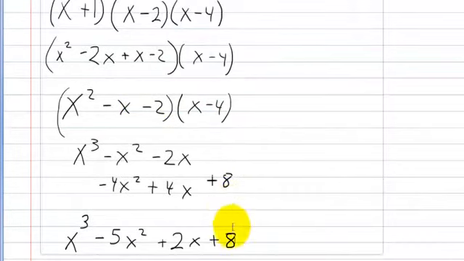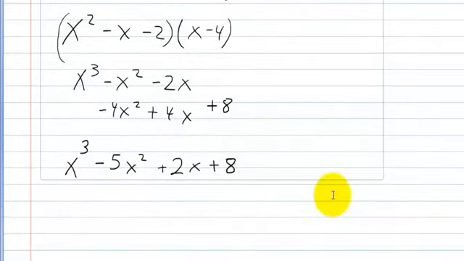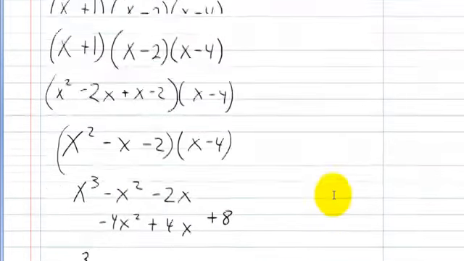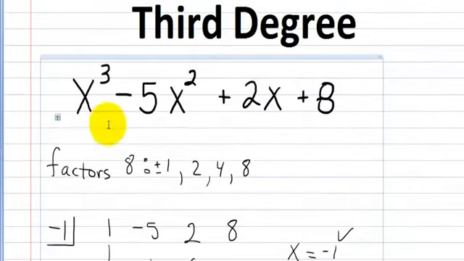But now if we check this, x cubed minus 5x squared plus 2x plus 8, and look over here, it checks out. We get x cubed minus 5x squared plus 2x plus 8. And that's how you do this problem.